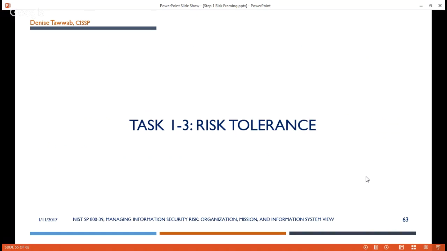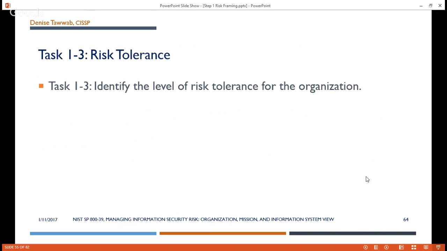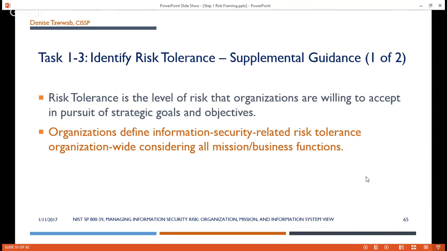Okay, so next up is task 1.3, risk tolerance. The risk tolerance task says identify the level of risk tolerance for the organization. Risk tolerance is the level of risk that your organization is willing to accept in pursuit of strategic goals and objectives. How much risk are we going to accept? Organizations define information security related risk tolerance organization wide, considering all of the missions and all of the business functions.